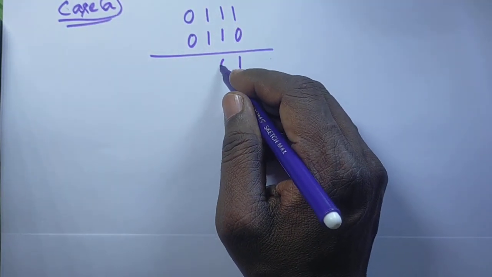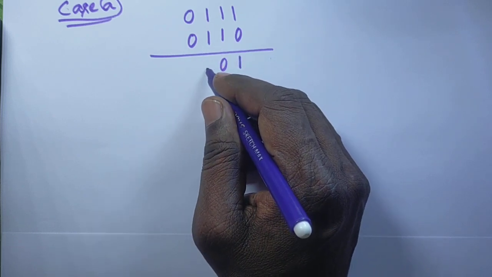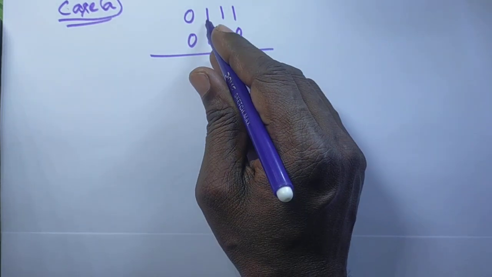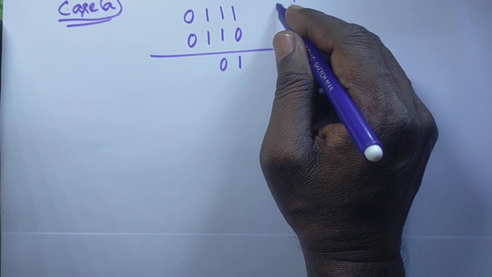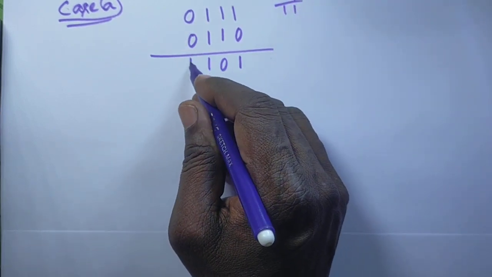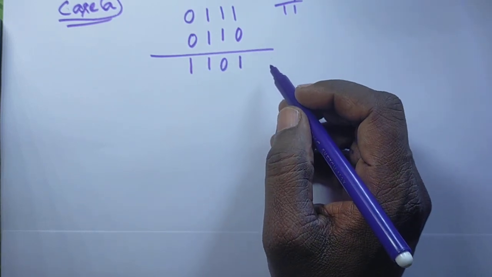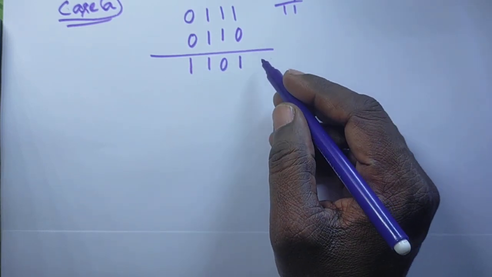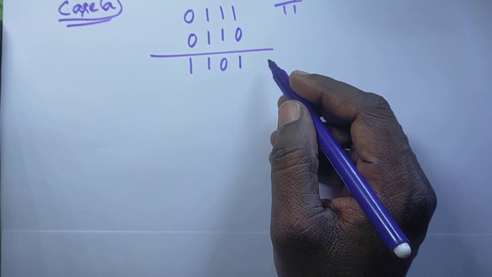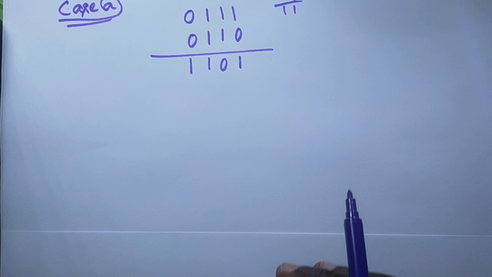1 plus 1 is 10, write 0 and carry 1; again 1 plus 1 plus 1 is 11, write 1 and carry 1; again 1 plus 1 is 10; that means 1101. So we can write here 1, here 1. Okay, so now if we consider it as a decimal number, we see whether it is correct or not. It is very easy to test it.